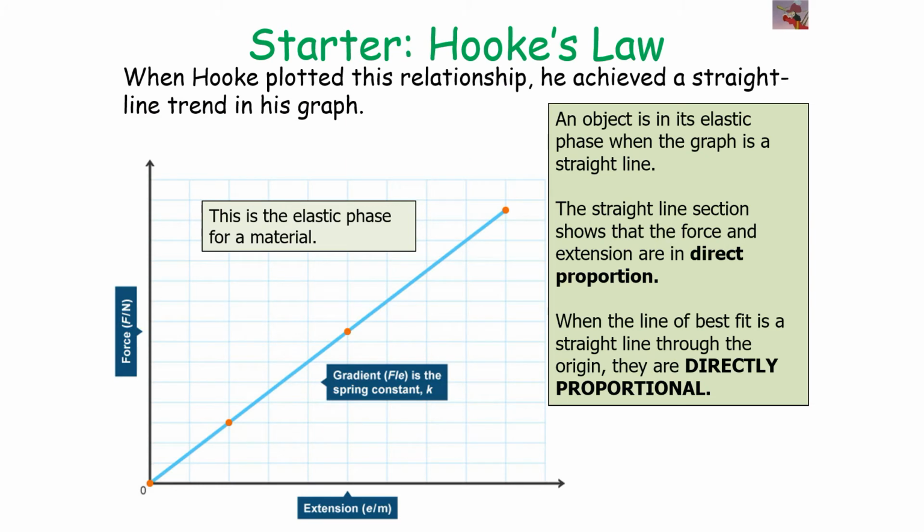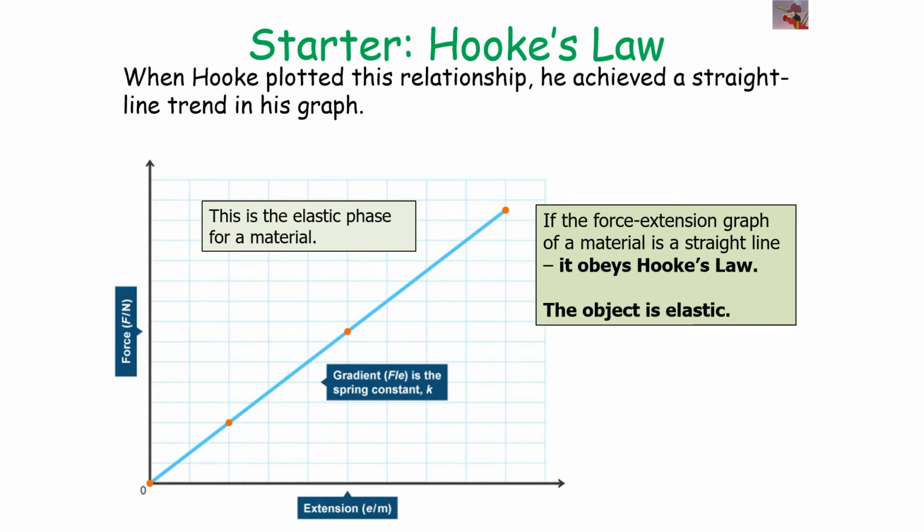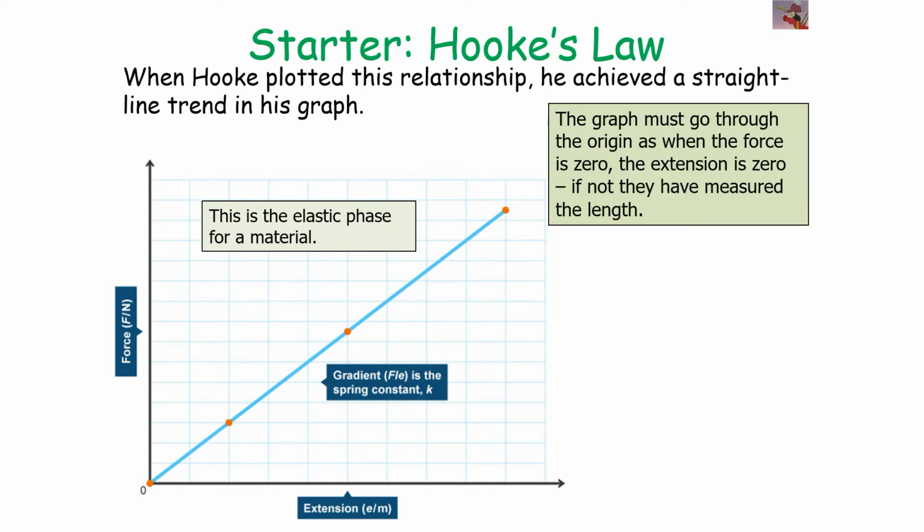So when Hooke plotted this relationship, he achieved a straight line trend in his graph. An object is in its elastic phase when the graph is a straight line. The straight line section through the origin tells us that in this case force and extension are in direct proportion, because a straight line through the origin always indicates the two factors are in a directly proportional relationship. So if the force extension graph of a material is a straight line through the origin, it obeys Hooke's law, the object is elastic. The graph has to go through the origin, because when the deforming force is 0, the extension is going to be 0.